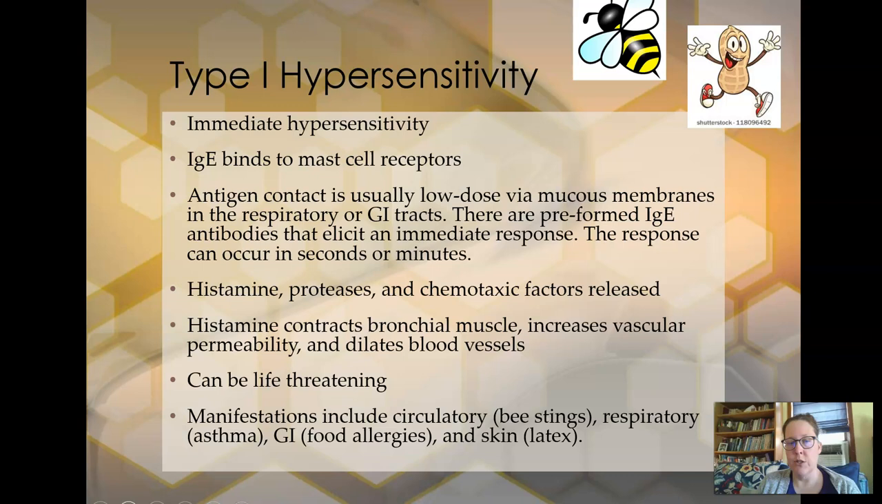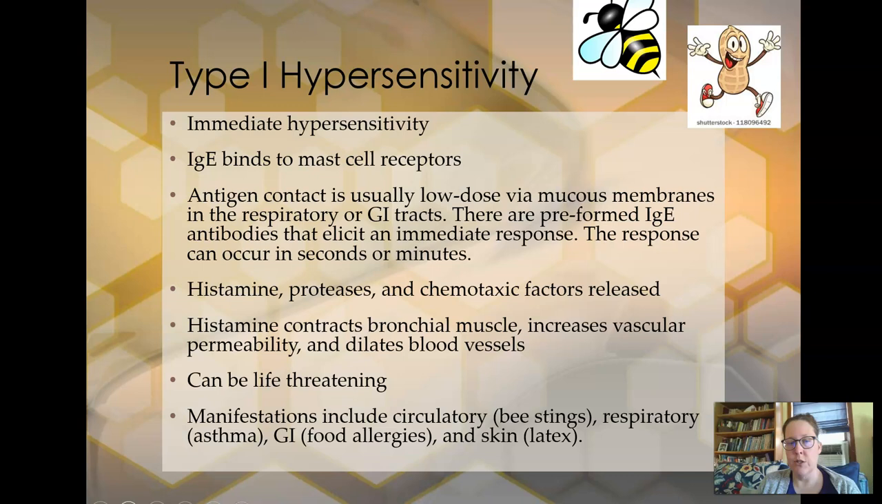All right, so the effects of the histamines, the proteases, and the chemotactic factors released by those mast cells are contraction of the bronchial muscles, which contracts the airway and makes it hard to breathe, and increased vascular permeability, which increases inflammation, and also dilation of the blood vessels. Where some of this can become dangerous is if the bronchial muscles are too contracted, plus there's swelling. Breathing can become really difficult. The throat can swell shut.